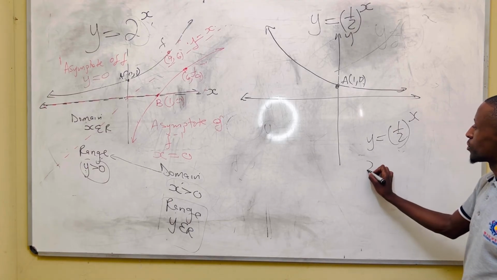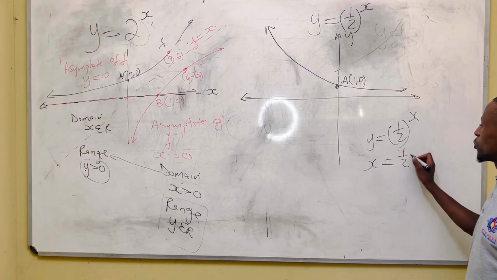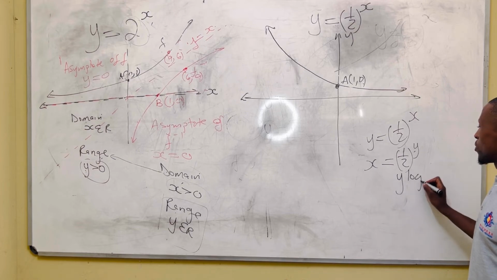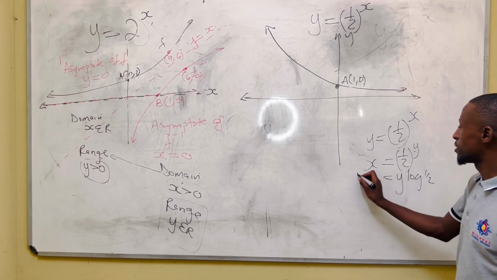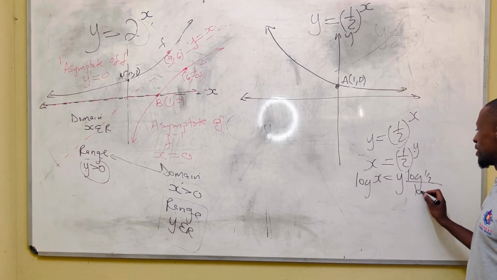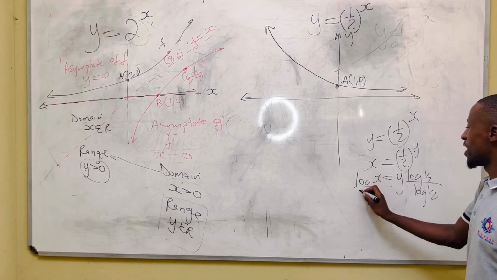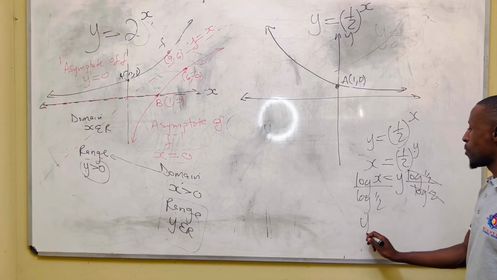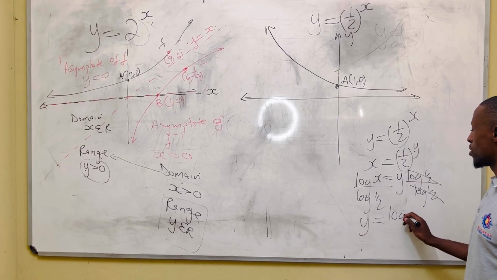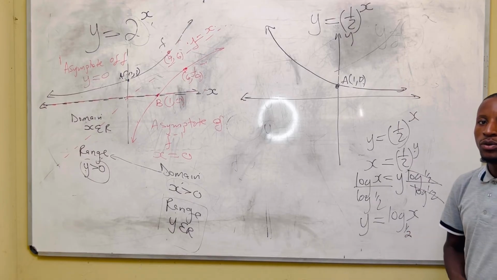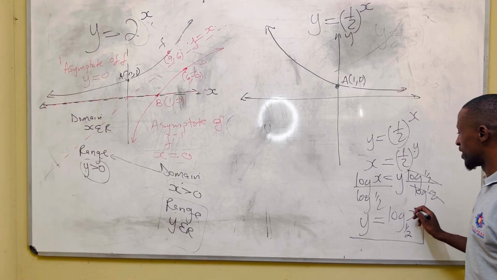So in this situation, it's going to be x equals 1 over 2 to the power y. So you want to make y the subject of the formula. You're going to bring y down, a log of half. Also this side is going to be a log of x. So you divide by a log of half. This cancels this. Our y will be log of x base 1 over 2. This will be our inverse.